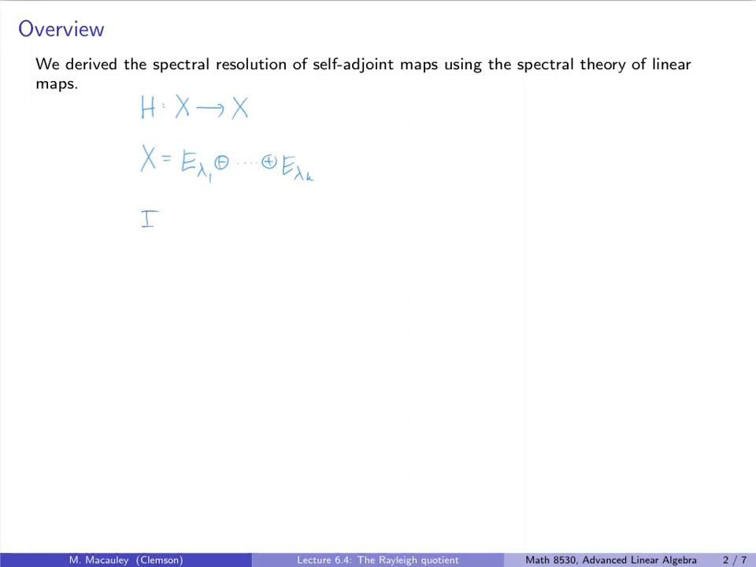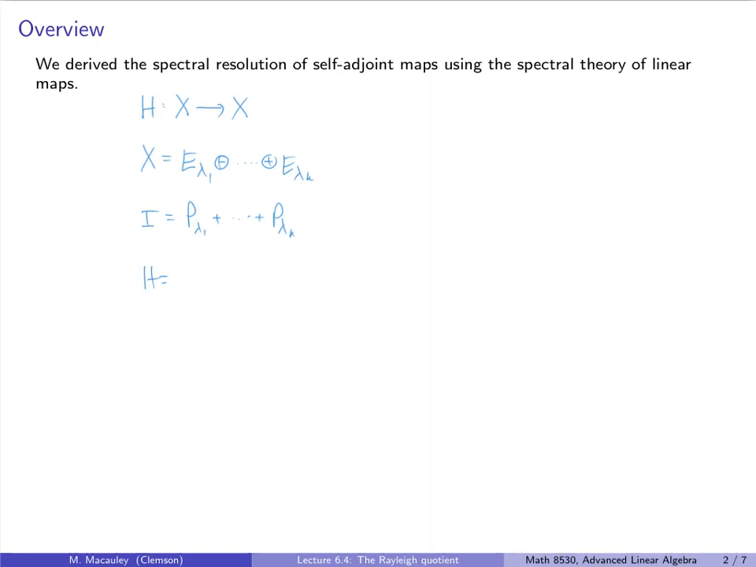Now the identity map is just the sum of the projections onto each of these. So I call that P, let's say P lambda 1 or P1, up to P lambda k. I think in my lecture I did not put a lambda subscript, but this is fine. And then H is just a linear combination of these things.